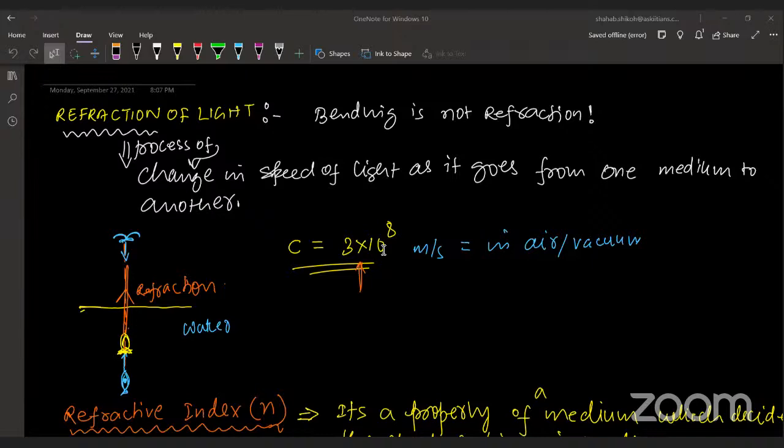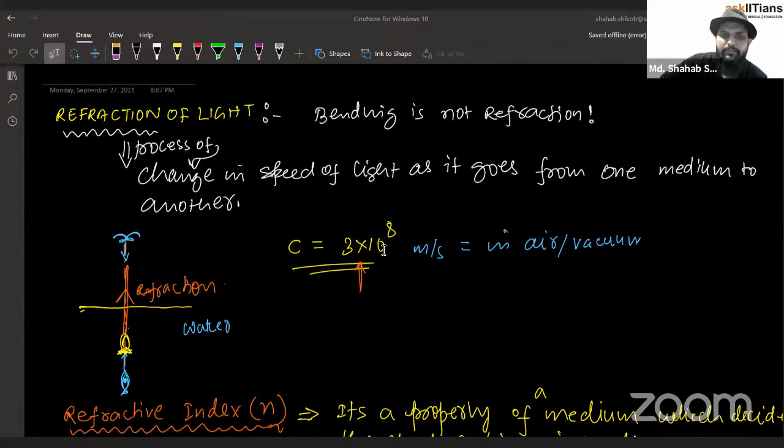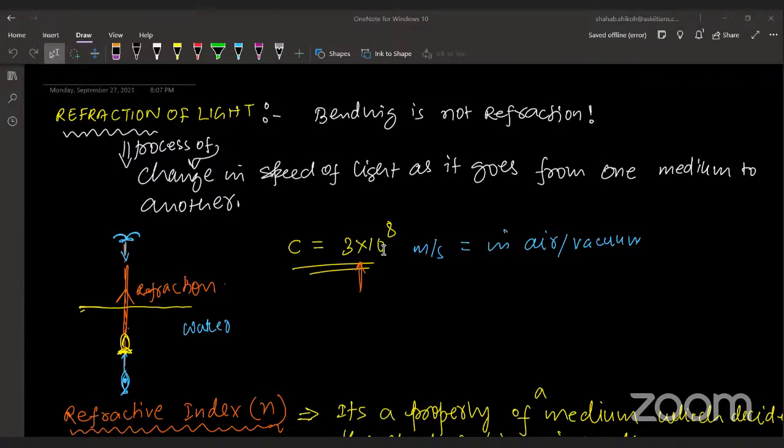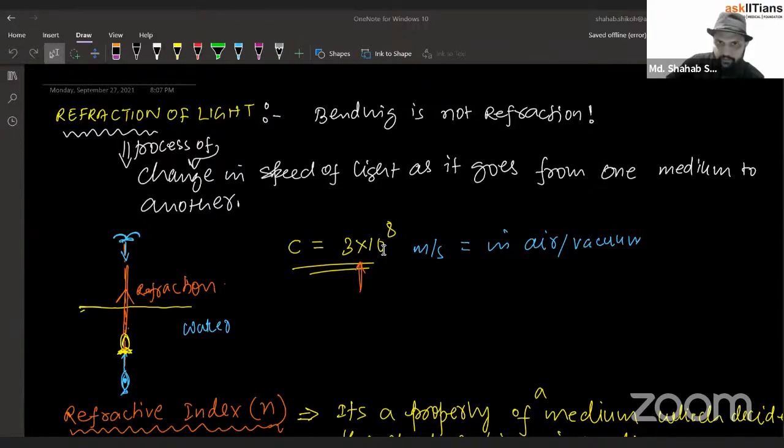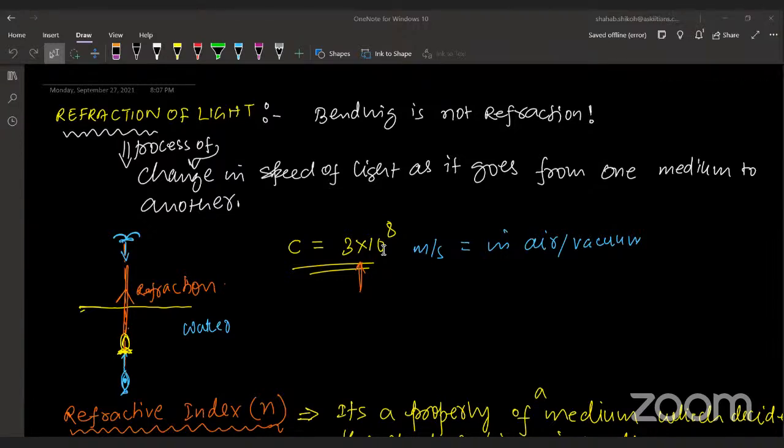Guys, what is the reason for the twinkling of stars? Tell me. Atmospheric refraction. Can you explain to me why? The variation in the density of the atmosphere, the changing density of the atmosphere.